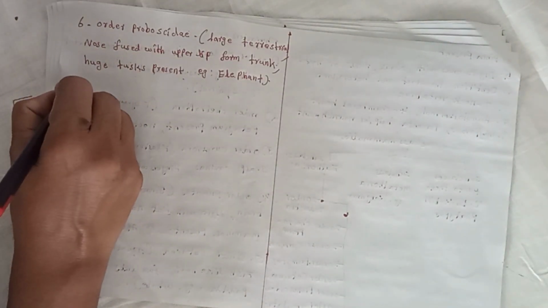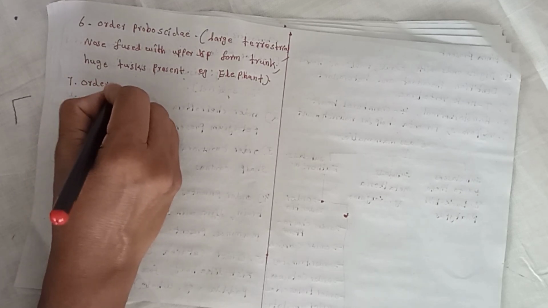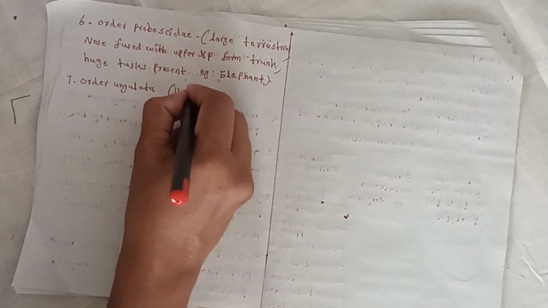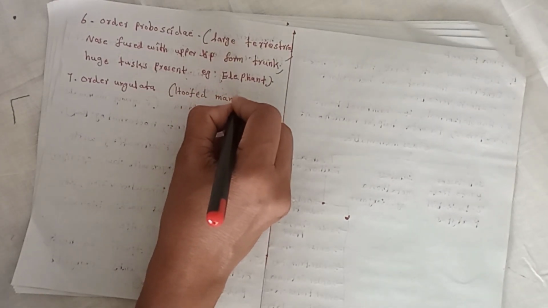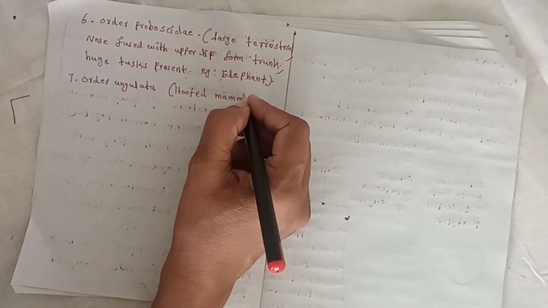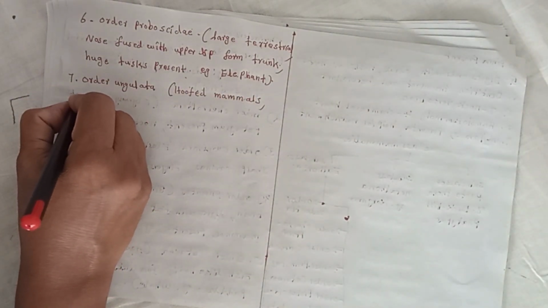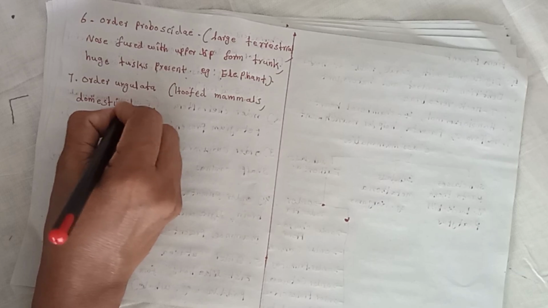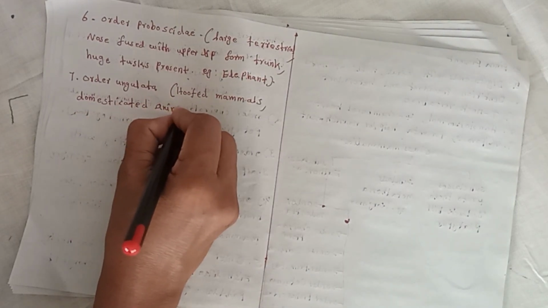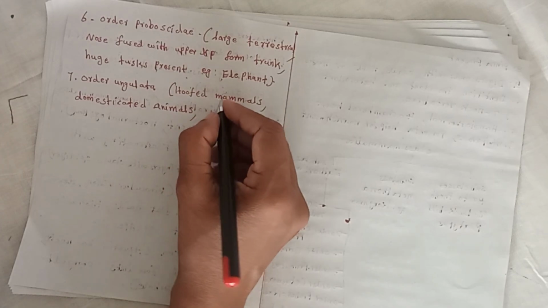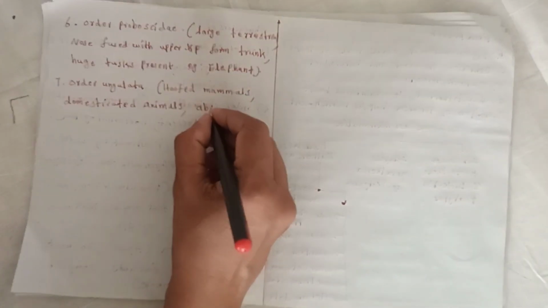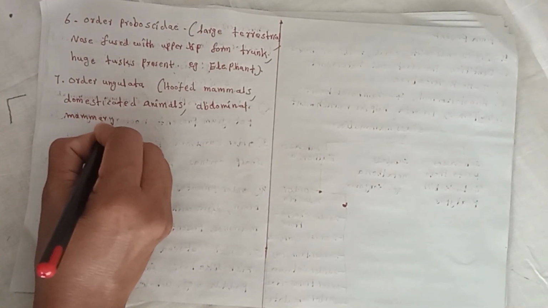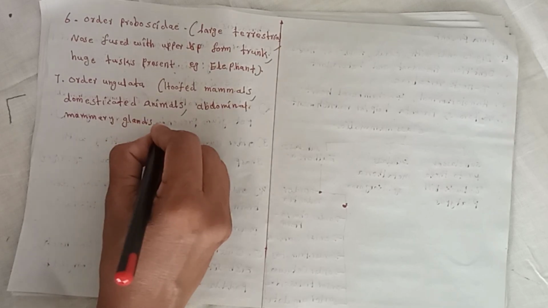The last order, the seventh order, Ungulata. The main characters: hoofed mammals, domesticated by human beings, domestic animals. Abdominal mammary glands present. Example, sheep.